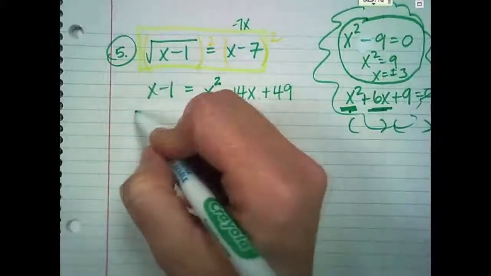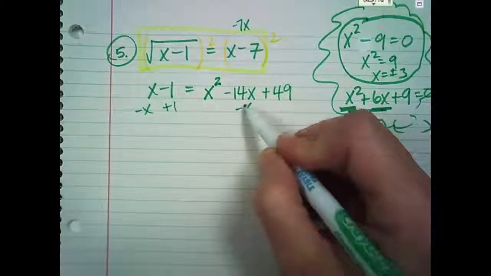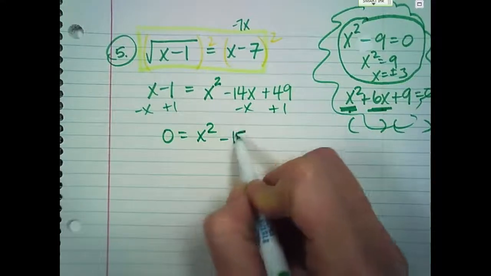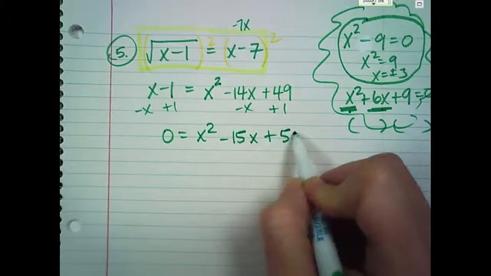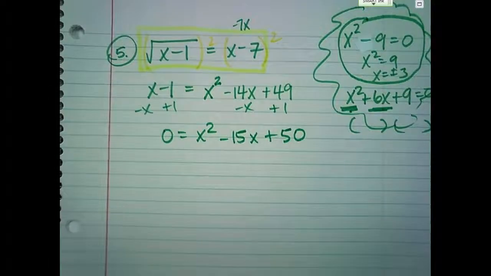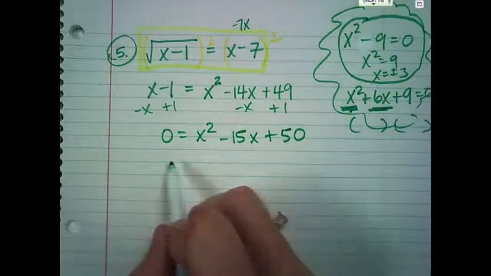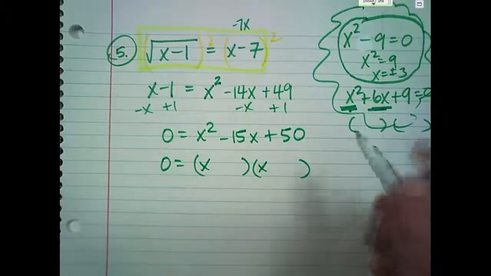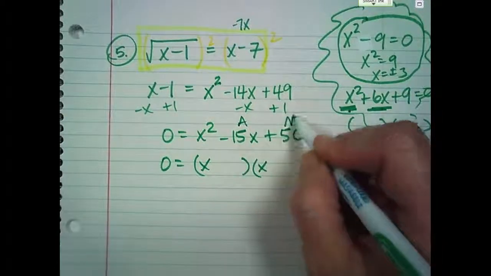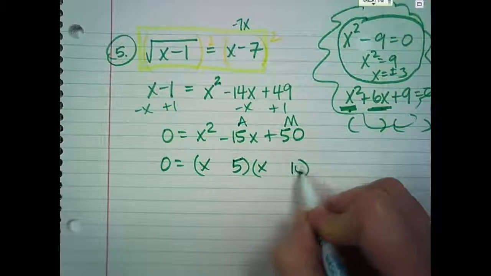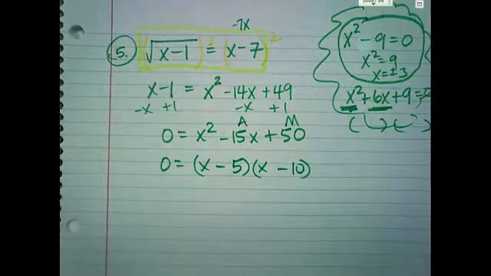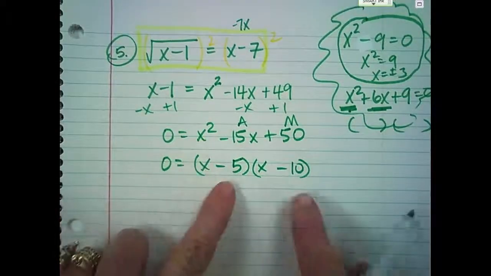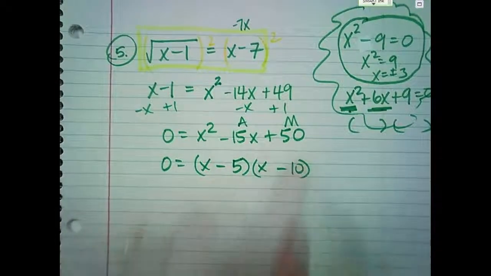So move these over. So we're going to minus x and add 1. Subtract x and add 1. So 0 equals x squared minus 15x plus 50. When you factor that, my factors add to get 15, multiply to 50, so 5 and 10, and they're both negative. Your quick check would be x and x is x squared, negative 10, negative 5 is positive 50.